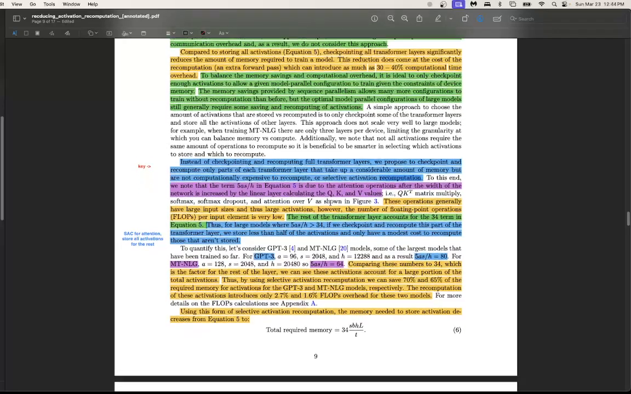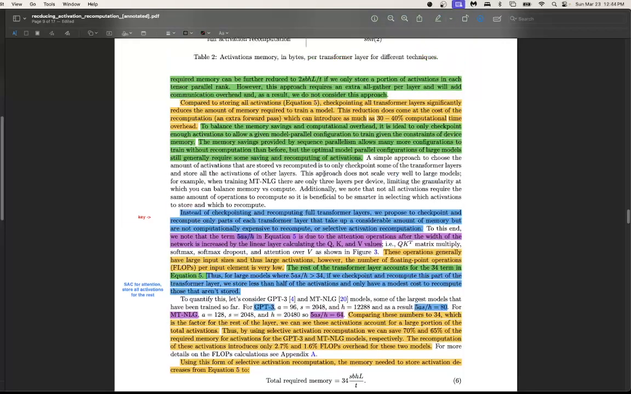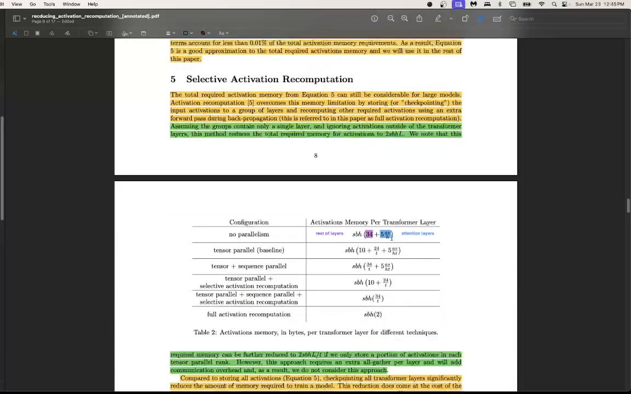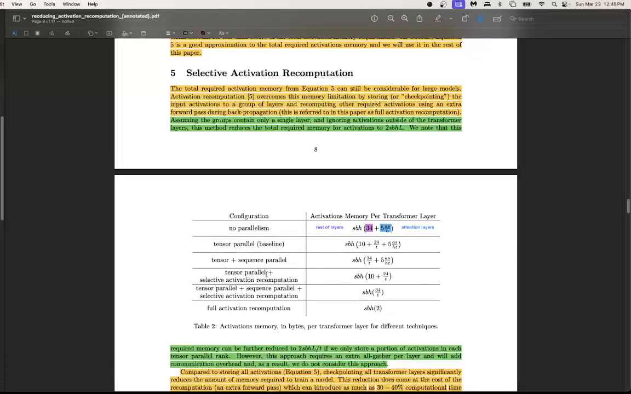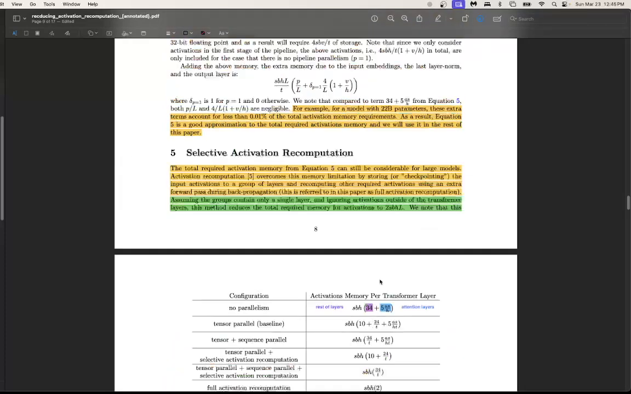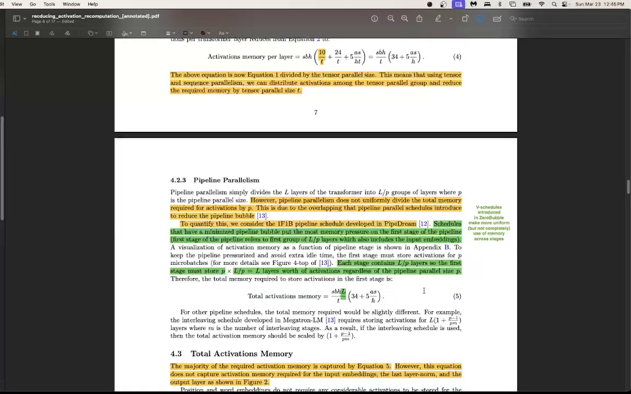So what they're going to do now is look at the attention layer specifically and they say, okay, the term 5ASH in equation 5, which is, where is it? Tensor parallel. It's okay, I can scroll further. It's this one right here. It's the equation representing the total activation memory required with both tensor parallelism and pipeline parallelism applied.